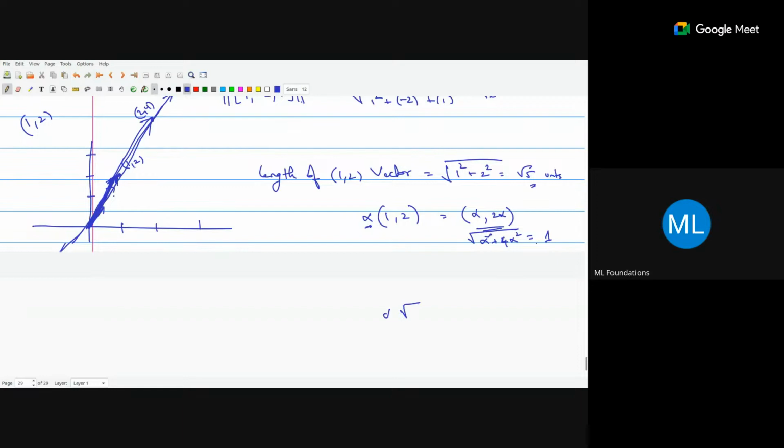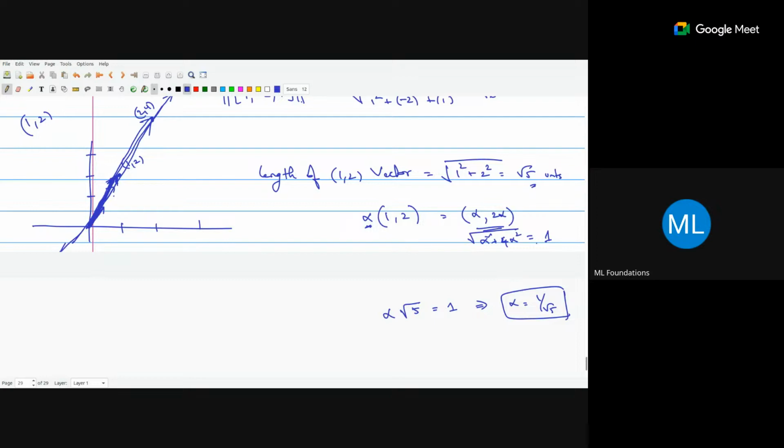So this will be alpha times root 5 is equal to 1. Alpha is 1 by root 5. Yes or no? So I want a vector that is in the direction of 1 comma 2. If it is in the direction of 1 comma 2, I know that vector is a scalar multiple of 1 comma 2. So I simply took alpha times 1 comma 2, which gives me alpha comma 2 alpha.